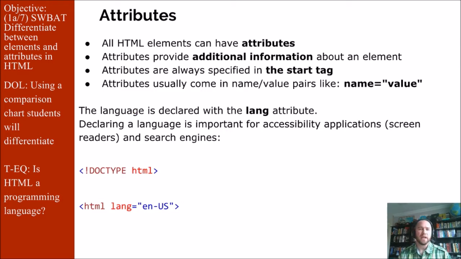So now let's move on to attributes. All HTML elements can have attributes. Attributes provide additional information. They're always specified in the start tag, and they usually come in name-value pairs. So you'll have the name and then the value of the attribute. The language is declared with the lang attribute. So this is the example I'm using.